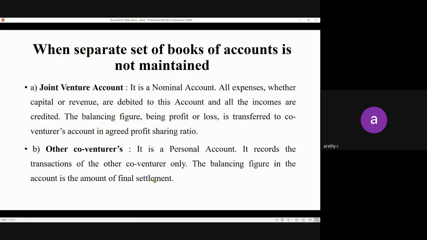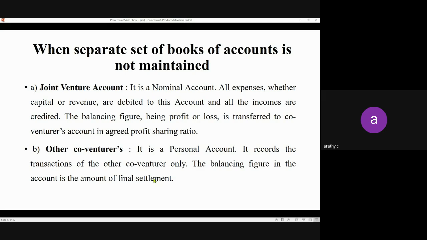The second method is when separate sets of books are not maintained. In this case, only two accounts will be prepared, that is the joint venture account and the other co-ventures account. The joint venture account is a nominal account, in which you debit all the expenses, whether capital or revenue, and credit all the incomes. The balancing figure will be profit or loss. It is transferred to the co-ventures account in the agreed profit sharing ratio.